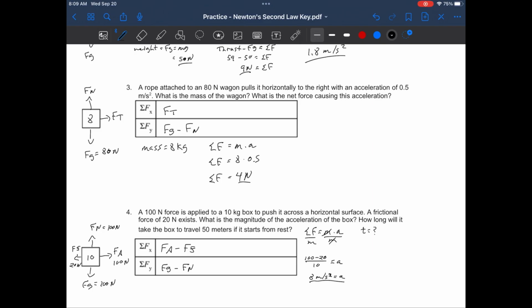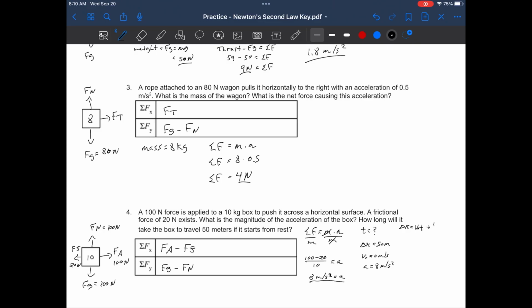How long? It's asking for time. The box to travel 50 meters, our delta x is 50 meters. Starts from rest, our v naught is 0. And don't forget, the acceleration is 8. We just solved for that. Since we have a displacement, we have an acceleration, we're looking for a time, and we have a v naught, the best equation for us to use is delta x is equal to v naught t plus 1/2 at squared.